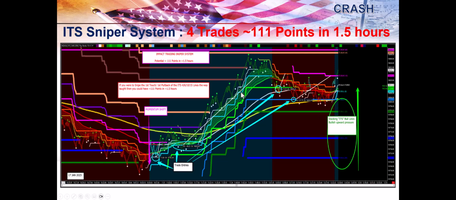In this particular case, you can see that we have bear lines stacking above us, but we have the momentum and shift. And then we start getting the stacking of the bull ITS lines showing bullish pressure on the way up.